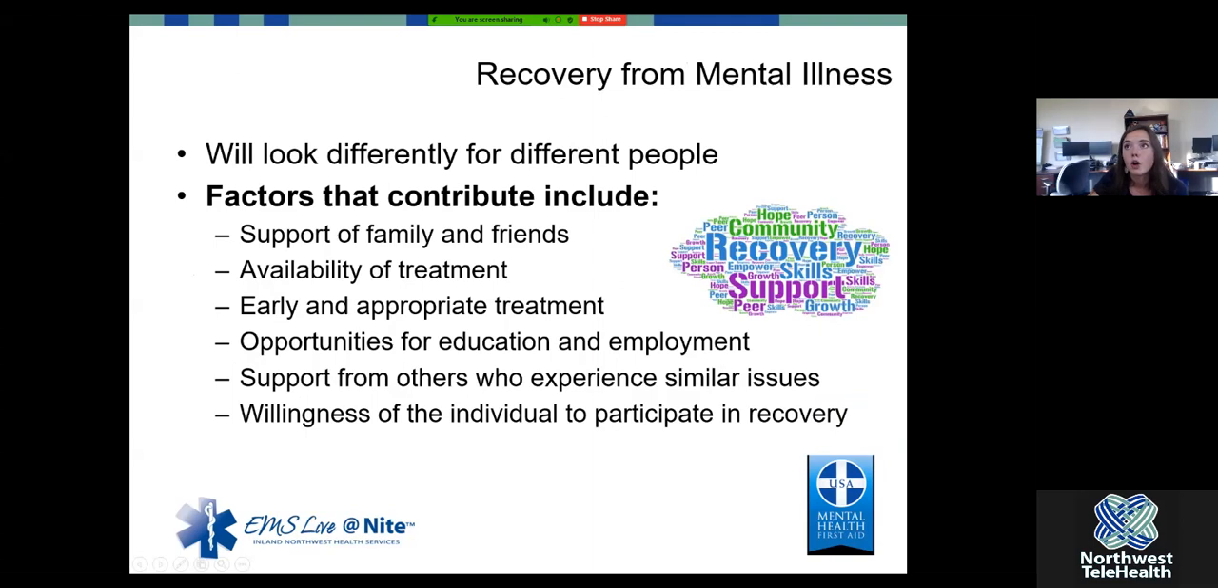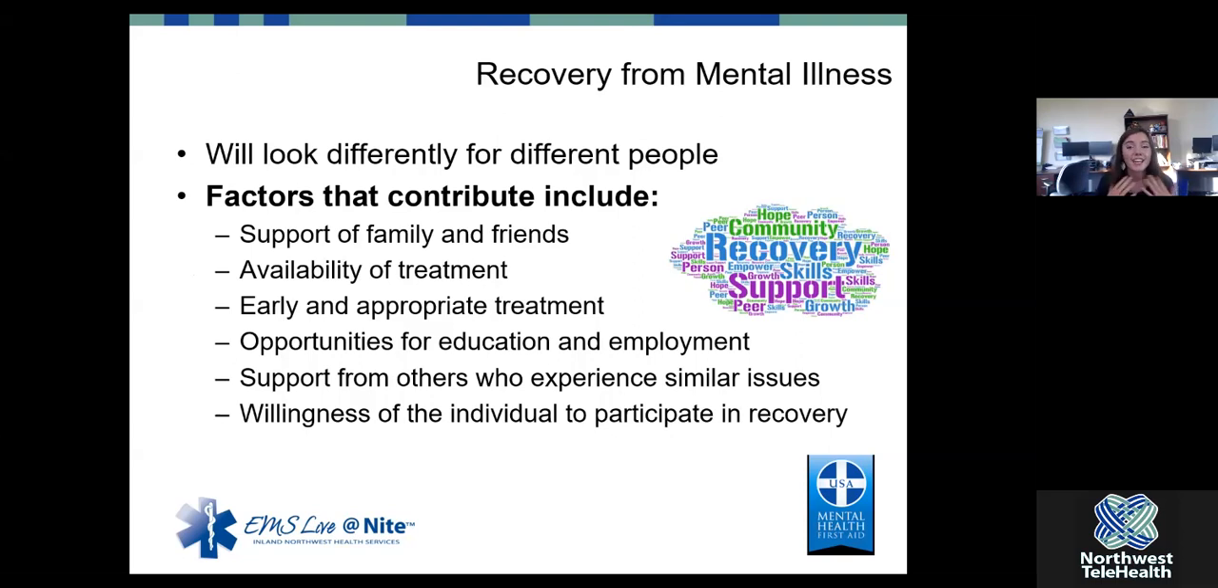Right. Okay, so now talking about recovery from mental illness. Mental Health First Aid says recovery is the process in which people are able to live, work, learn, and participate fully in their communities. So for individuals, recovery is the ability to live a fulfilling and productive life despite a disability. For others, recovery implies the reduction or complete remission of symptoms. So it looks different for different people, but it is possible.